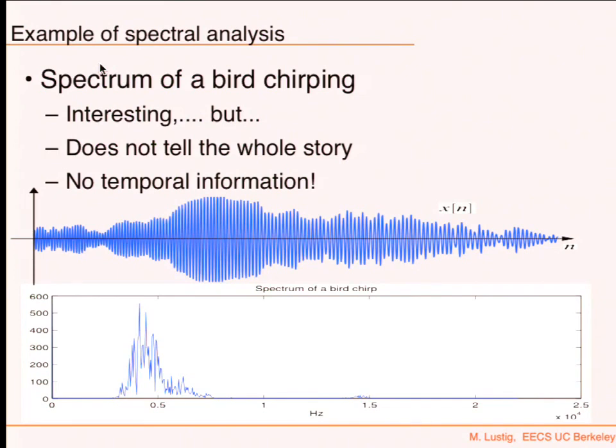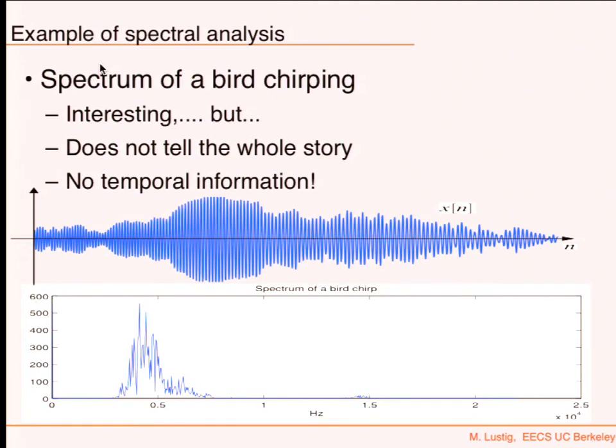The whole story is that when a bird chirps, things change over time. Frequencies change over time, and now I see something constant. There's really no temporal information here that I can use. So if I wanted, for example, to classify bird chirping from people speaking, I would find it hard to do using just a spectral analysis.